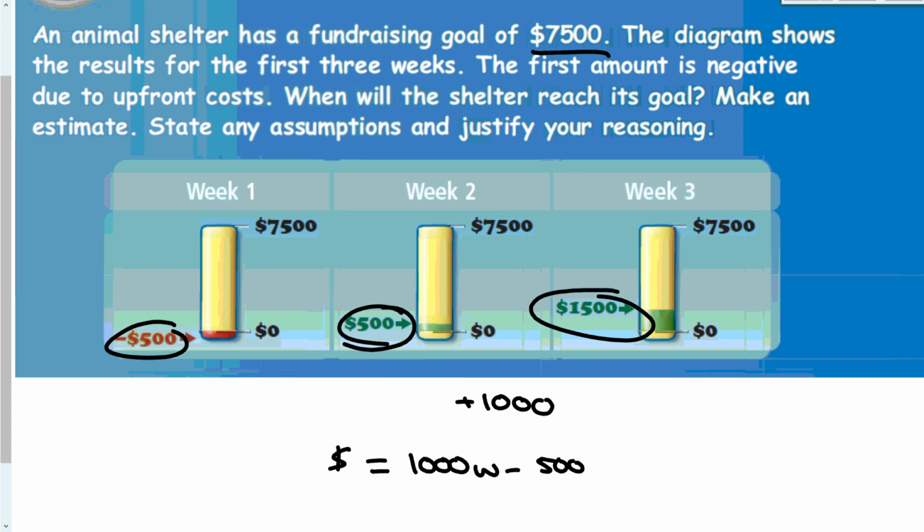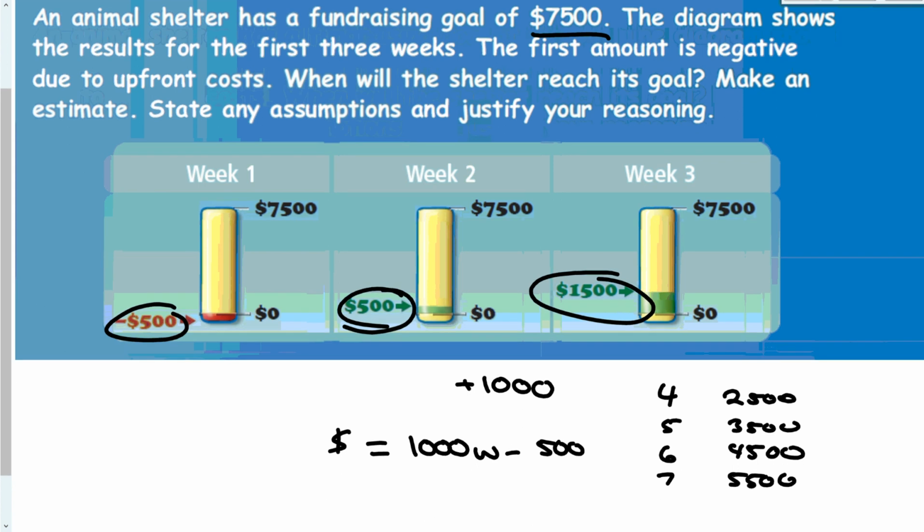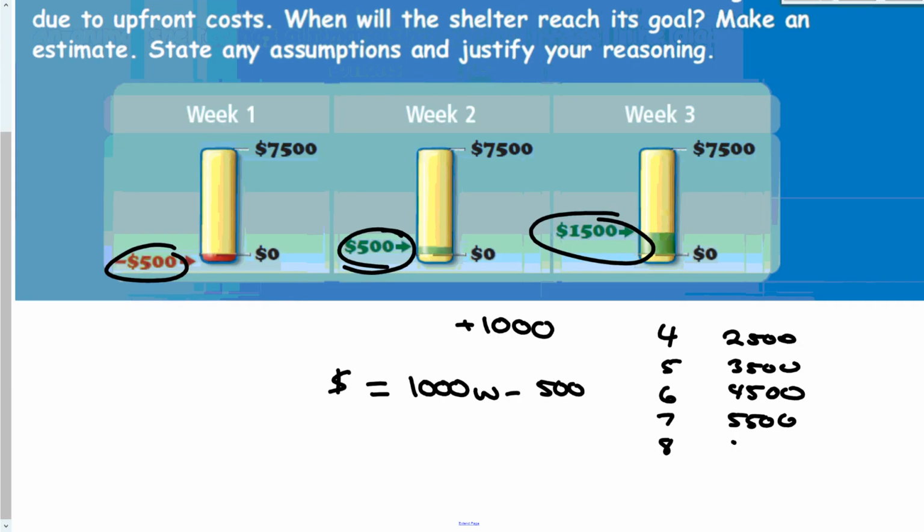Okay, so let's just make a table. Week 4 would be $2,500. Week 5, $3,500. 6, $4,500. 7, $5,500. 8, $6,500. And week 9, we would finally have our $7,500 if this pattern continued. And that's sort of how we're going to think about these.